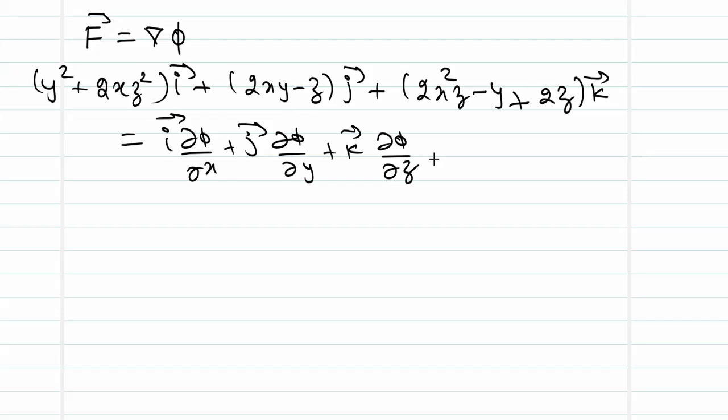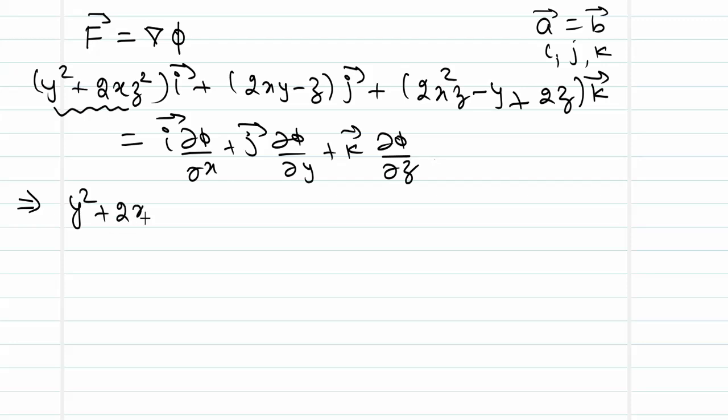Now on the right hand side we have a vector and on the left hand side we also have a vector. When can we say that a vector is equal to b vector? If their components in the respective directions of i, j and k are the same, then we can say that the two vectors are equal. In which case, we now have the i component. What is the i component of f? y square plus 2xz square. This must be equal to the i component on my right hand side. What is the i component? Dou phi by dou x.